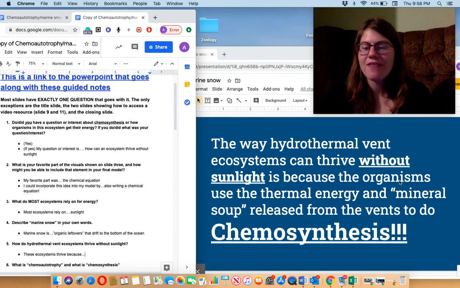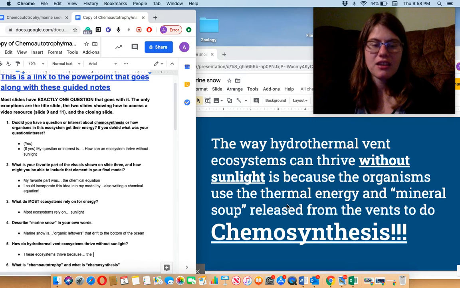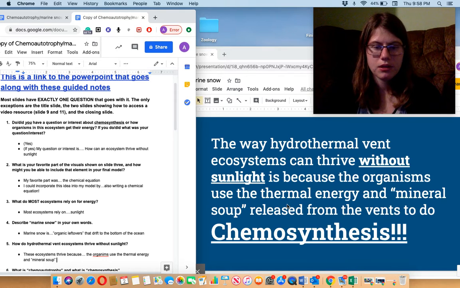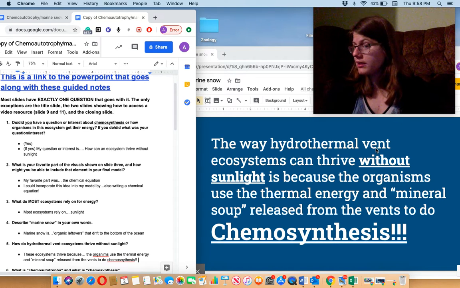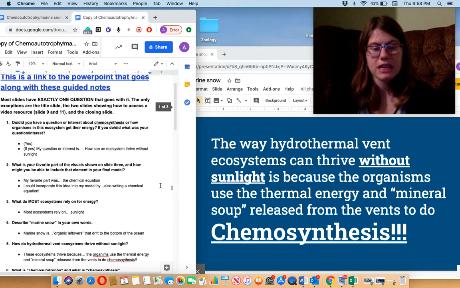So they thrive because the organisms use the thermal energy and mineral soup released from the vents to do chemosynthesis. And please don't copy paste it with this size of font because that would be a pain for me to read. And I'm going to fix my spelling.